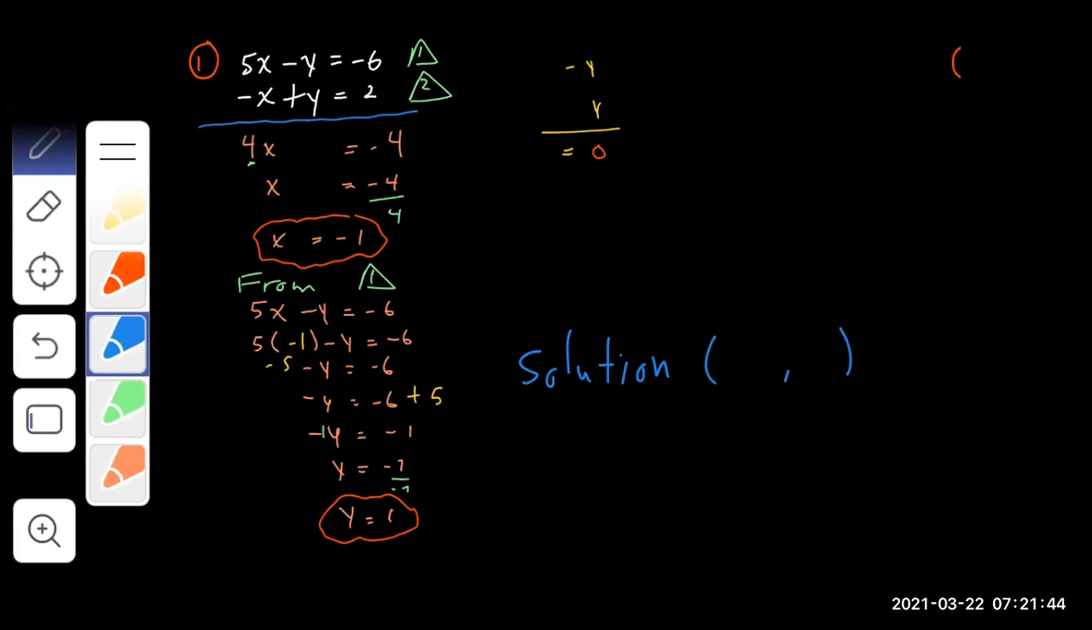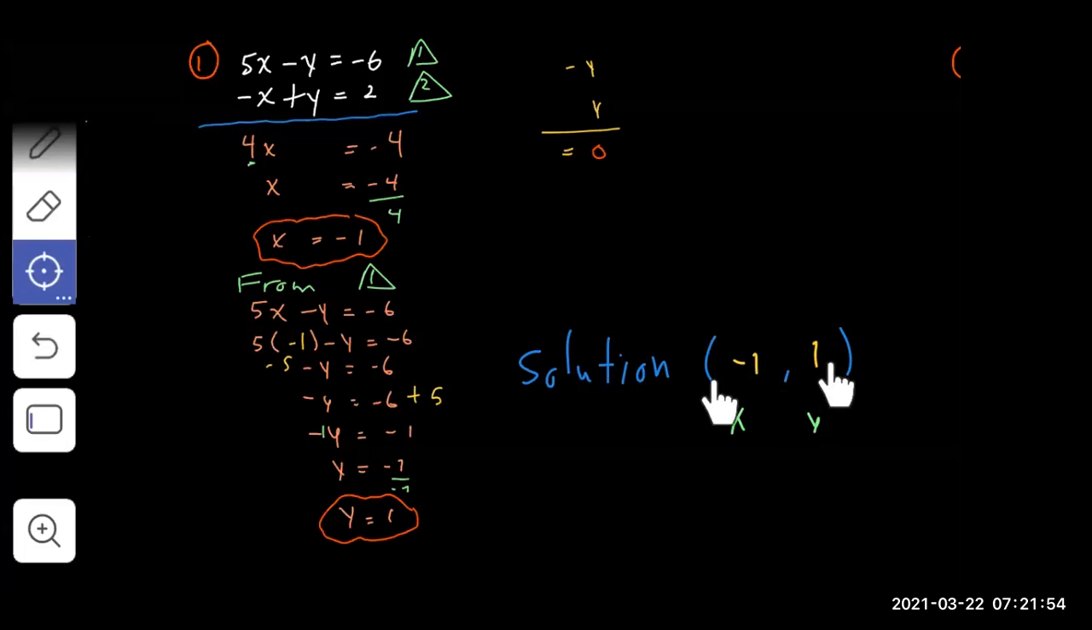What is x equal to? You said it's -1. And what is y equal to? 1. X, and this is y. You can substitute this, guys. If you don't believe me, substitute whenever you get x here, -1, and then substitute 1.